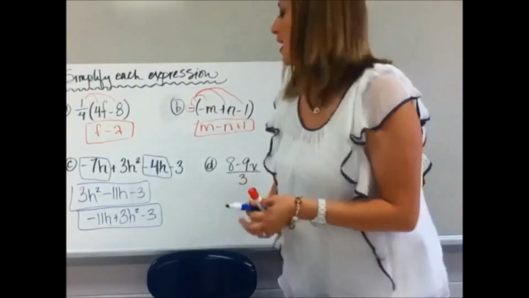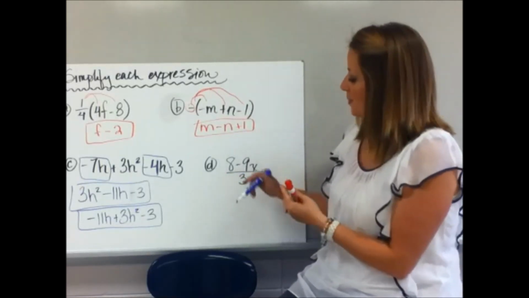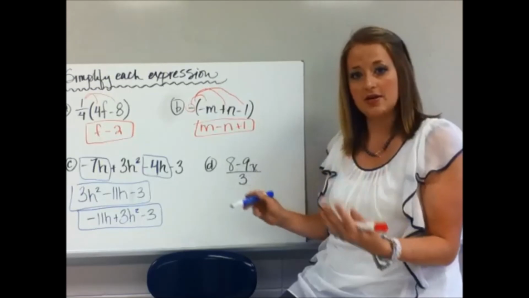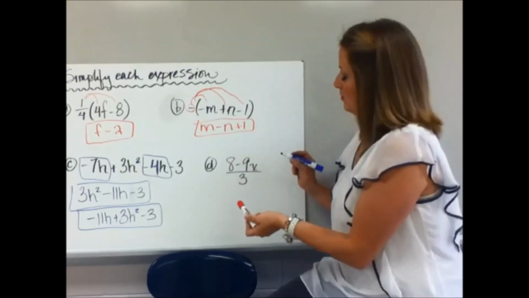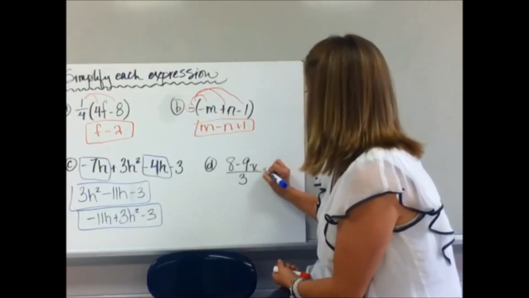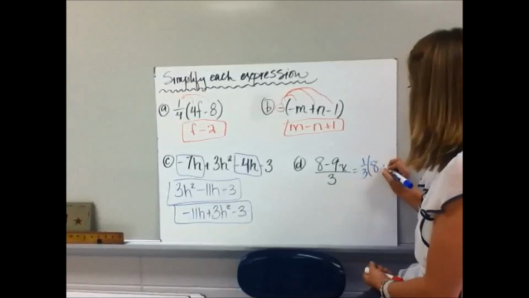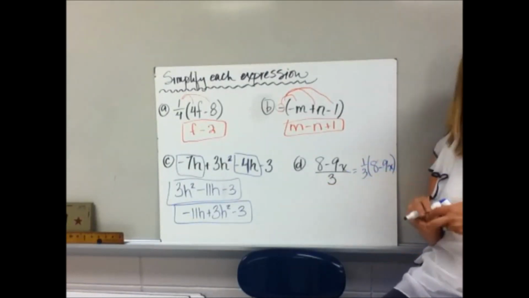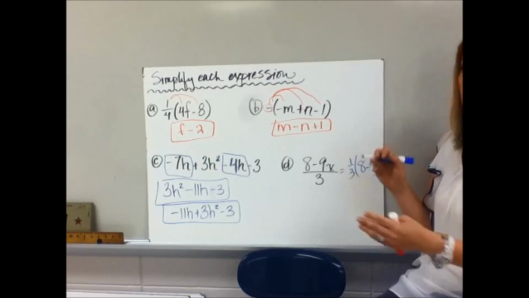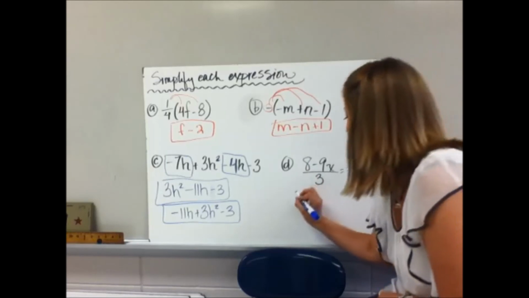Now, let's come over here to D. 8 minus 9x over 3. What's happening is you're taking that top expression and you're dividing by 3, which, as we can see, dividing by 3 is the same thing as multiplying by a third. So how this applies to distributive property is this is the same thing as 1/3 times 8 minus 9x. So you can think of it like that, like you're distributing the 1/3, or think of it as dividing each term by 3.